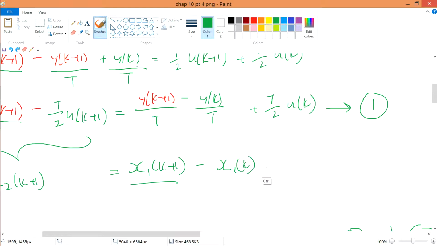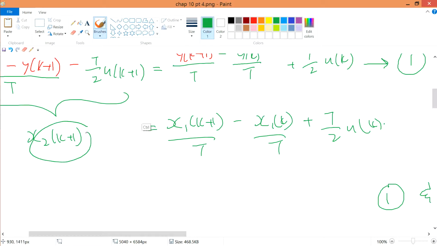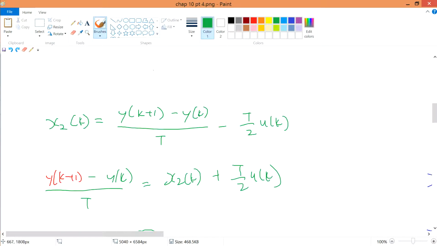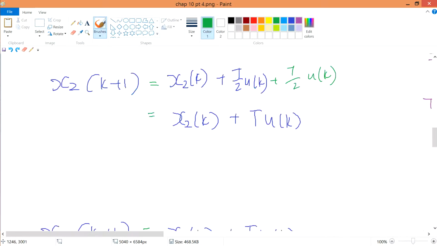Very confusing, you know. Although I get the answer now, I don't know what the meaning is. But anyway, this thing over here is still the same, t over 2 uk. And next, I'll just rewrite everything in terms of x1k plus 1. So I have x2k plus 1, which is this one, I'll put it over here. This x2k plus 1, we know is actually equal to this one. We derived it just now.